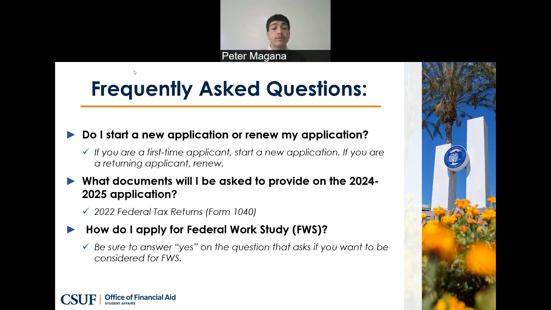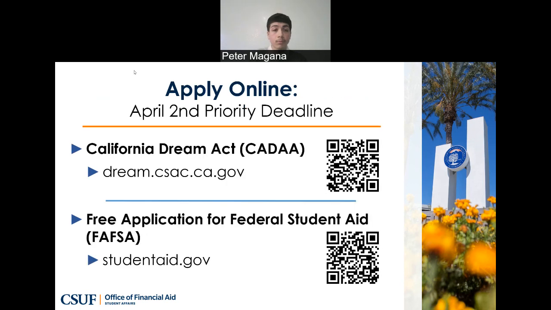What documents will I be asked to provide in the 2024-2025 application? You will be required to submit the 2022 federal tax return, which includes the first 2 pages of the 1040. How to apply for federal work study? Be sure to answer yes on the question that asks if you want to be considered for federal work study, and make sure to apply by the priority deadline, which is April 2nd.